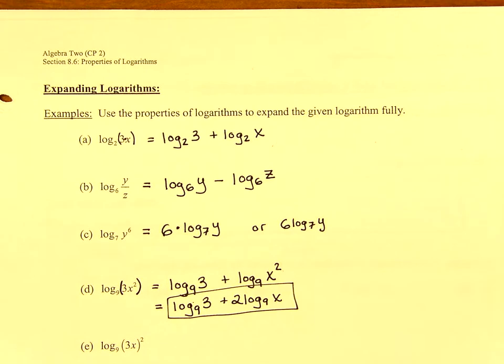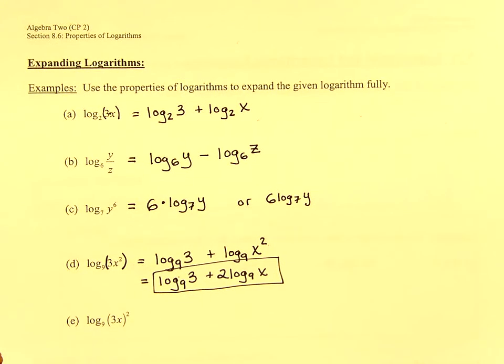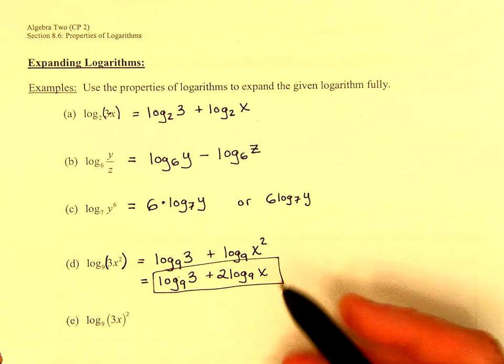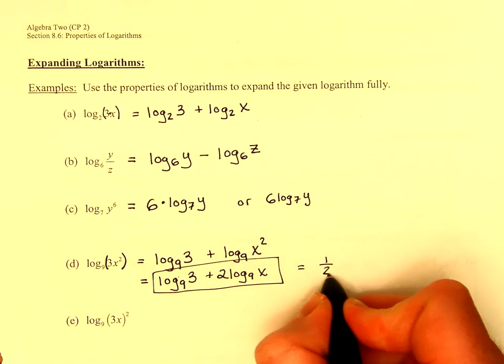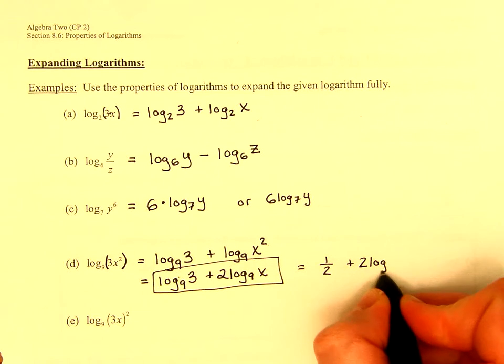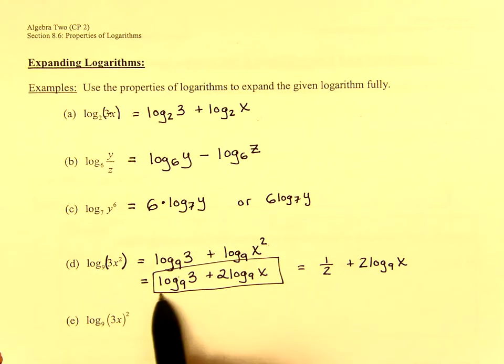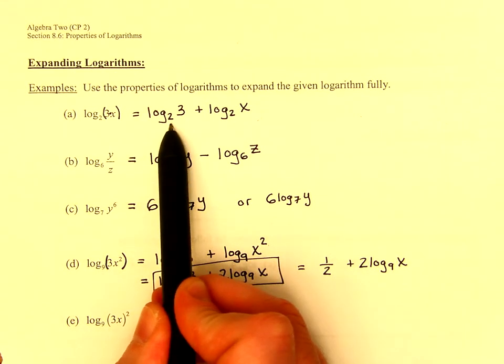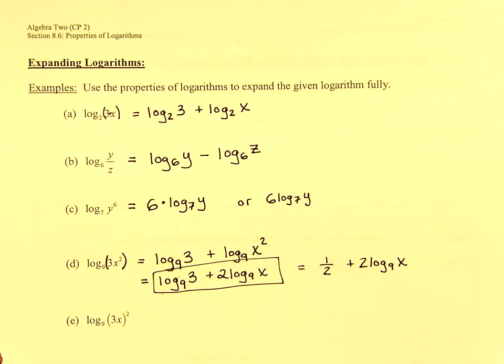I suppose if you wanted to be fancy, we could go a little bit further. Log base 9 of 3, I actually know what that is. That's asking us 9 raised to what power gives us 3? Well, 9 raised to the 1/2 power, square root of 9, gives us 3. So I could say this is just the number 1/2 plus 2 log base 9 of x. I don't think you have to do that. I'm fine with you leaving your answer as log base 9 of 3 plus 2 times log base 9 of x. I didn't do this in the other problems because in letter A, log base 2 of 3, it's not some good number. 2 to what power gives me 3? Well, some decimal that we'll deal with in the next section. So I'm just going to leave it like that.